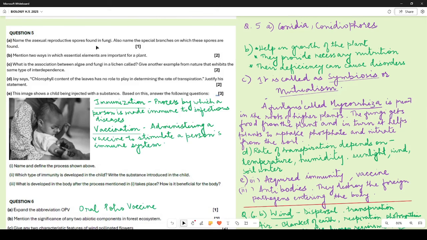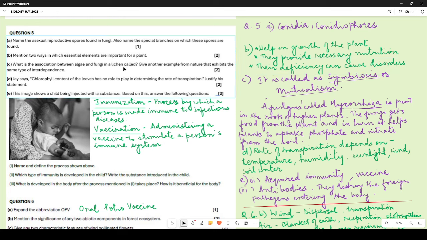Name the asexual reproductive spores found in fungi: conidia, and the branches are called conidiophores. Mention 2 ways in which essential elements are important for plants. They help in growth of plant, they provide necessary nutrition. If they are deficient, they can cause various disorders. Any of these 2 you can mention.